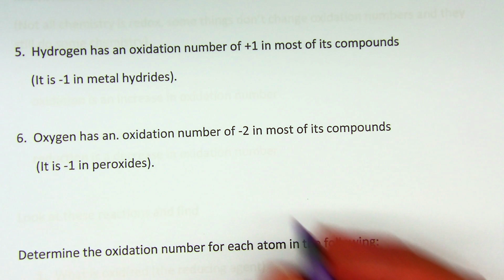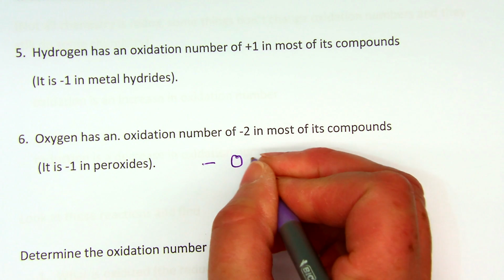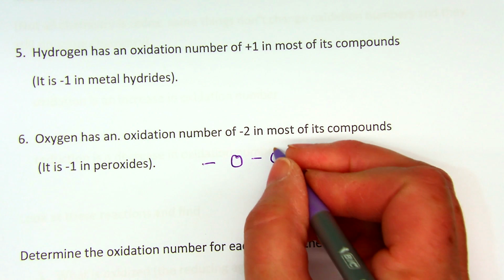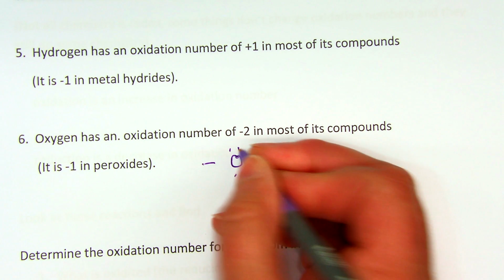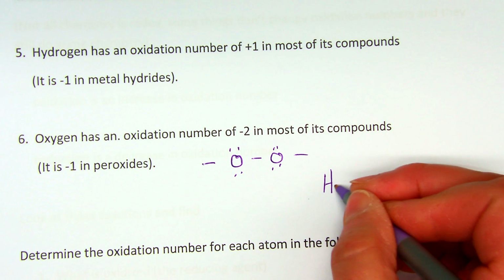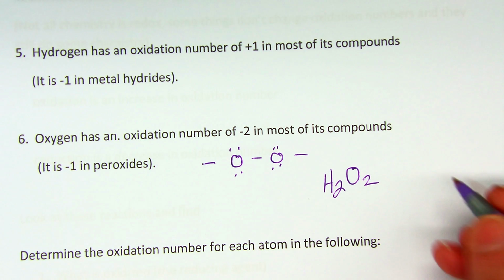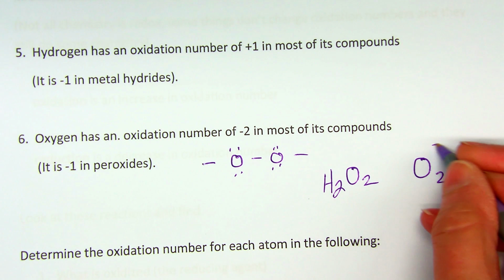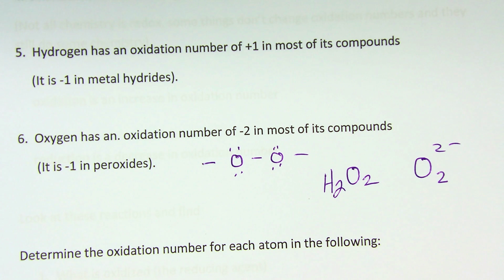And a peroxide is something that has an oxygen-oxygen single bond. And the peroxides that are most familiar to us in Chem 111 are hydrogen peroxide or anything that contains the peroxide ion. So that's how you'll recognize a peroxide.